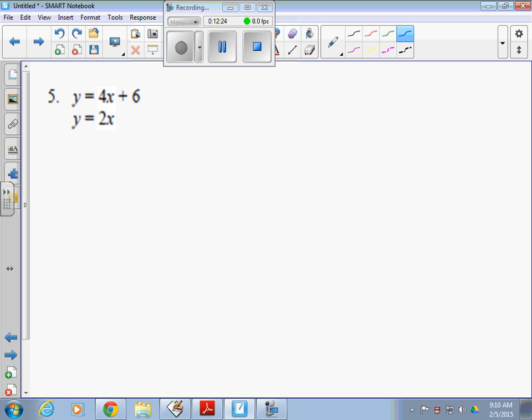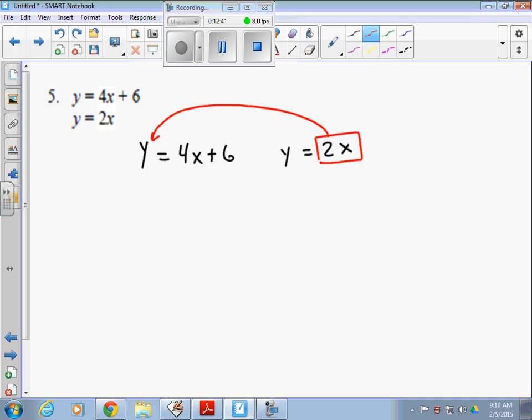Number 5 says y equals 4x plus 6, y equals 2x. Again, substitution. Let's write them next to each other. This is a smaller expression right here, so I'm going to choose to use this one and plug it in place of y. If you went the other way with it, it wouldn't make a big change. It'd be the same thing. 2x equals 4x plus 6.